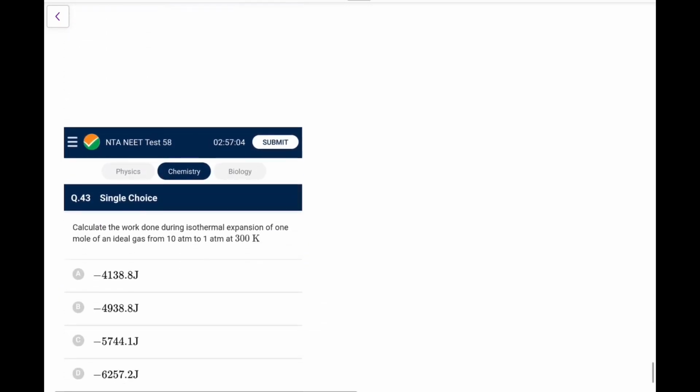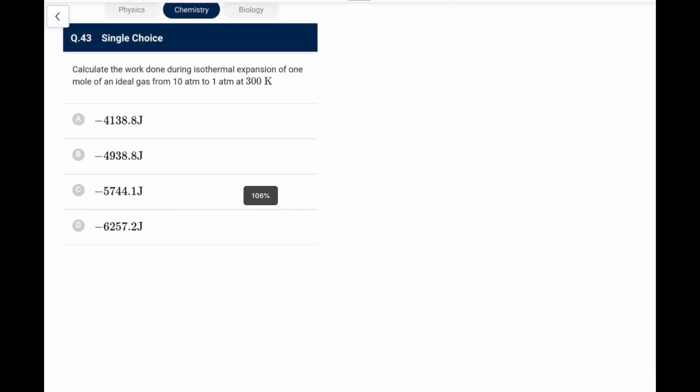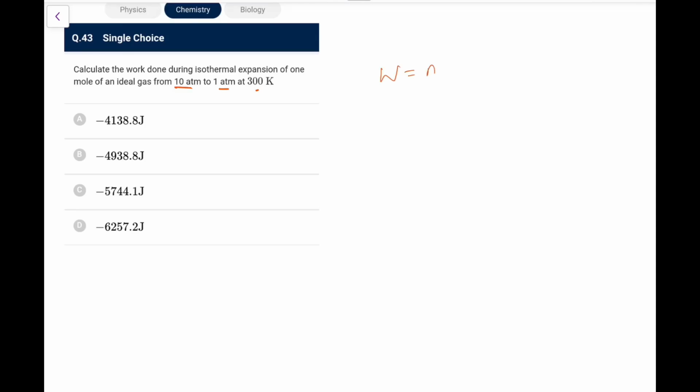Next, what we have is the 43rd, the last one I am taking from chemistry. Calculate the work done during isothermal expansion of 1 mole of an ideal gas from 10 atm to 1 atm at 300 Kelvin. Because all options are negative, we need to only check the magnitude. Don't go for any convention. Because it is isothermal, our formula is nRT ln V final upon V initial or P initial upon P final, whatever you can write.